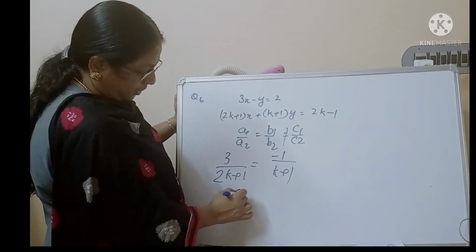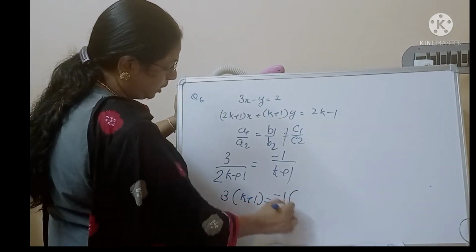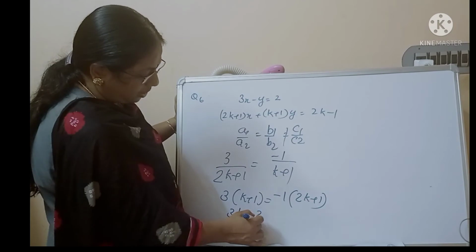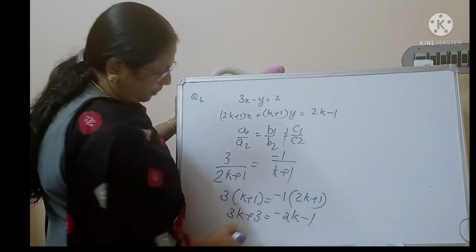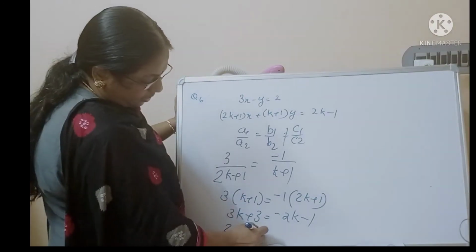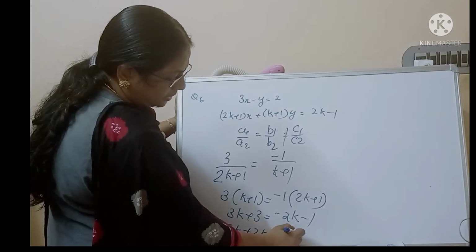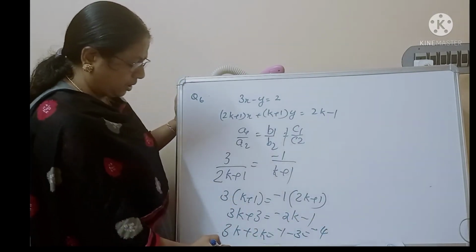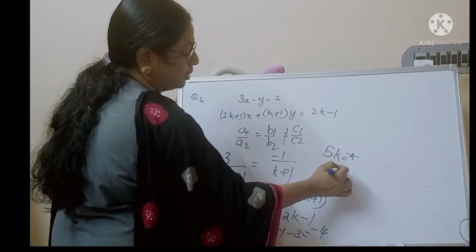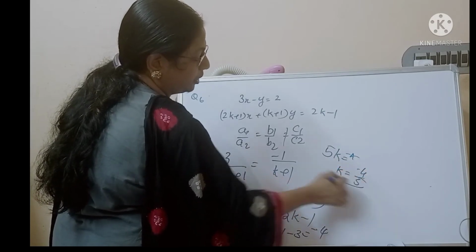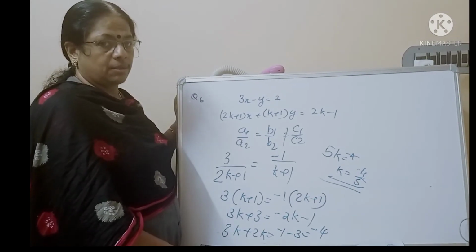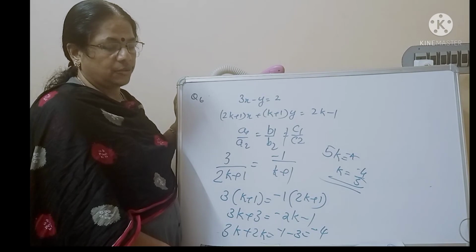Cross multiplying, 3 into k plus 1 is equal to negative 1 into 2k plus 1. Then 3k plus 3 equal to negative 2k minus 1. Then we want to add: 3k plus 2k is equal to negative 1 minus 3, equal to negative 4. So 3k plus 2k is 5k. 5k is equal to negative 4. So k is equal to negative 4 by 5. So the value of k is negative 4 by 5, where the equations represent inconsistent equations.